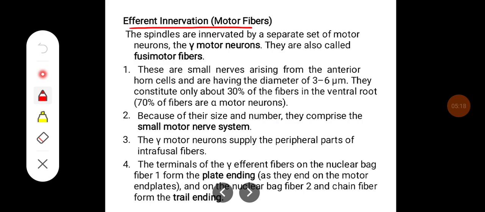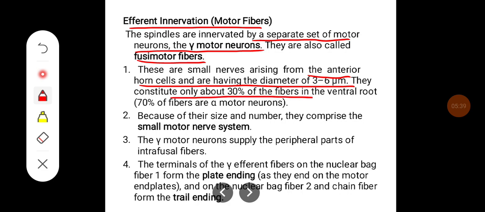If you see the efferent innervation, that is motor fibers, the spindles are innervated by a separate set of motor neurons, the gamma motor neurons. They're also called fusimotor fibers. These are small nerves arising from the anterior horn cells and have a diameter of 3 to 6 micrometers. They constitute only about 30% of the fibers in the ventral root. That is, 70% of the fibers are alpha motor neurons. Because of their size and number, they comprise the small motor nerve system.